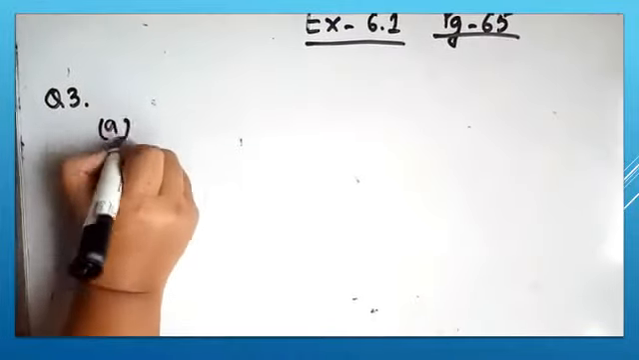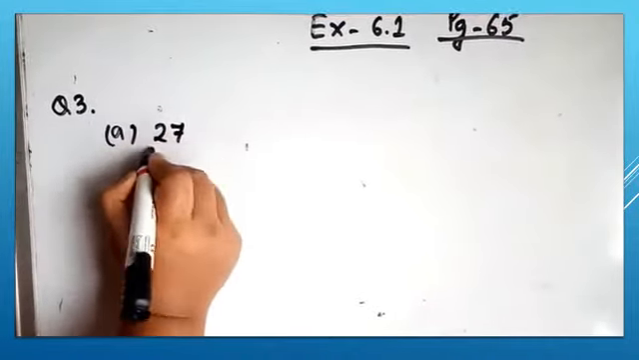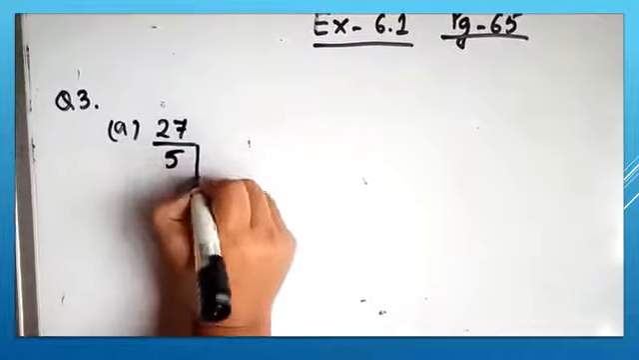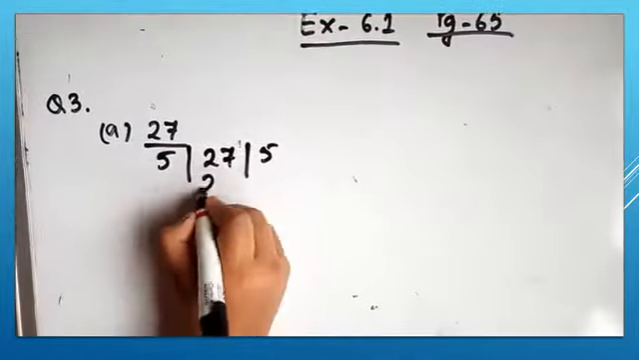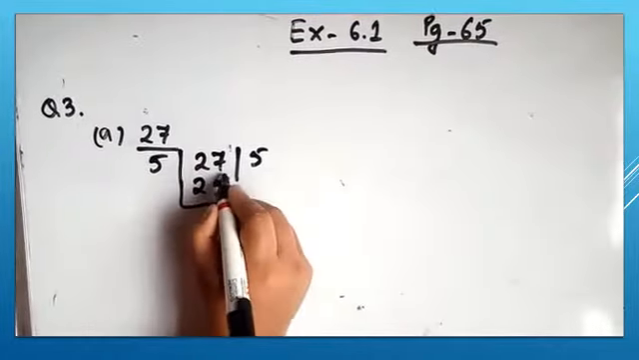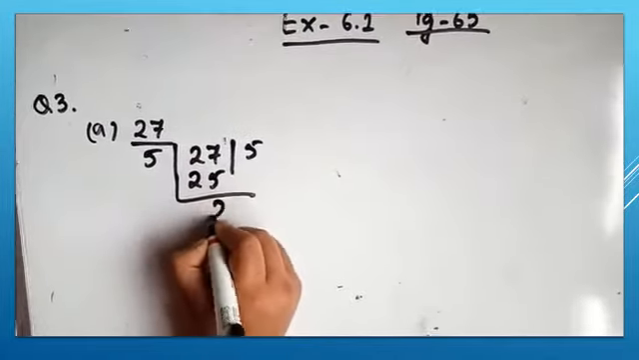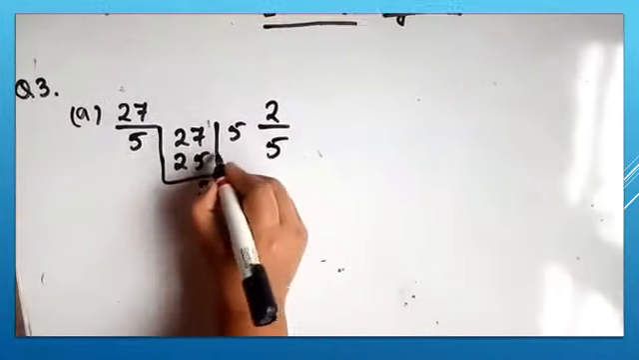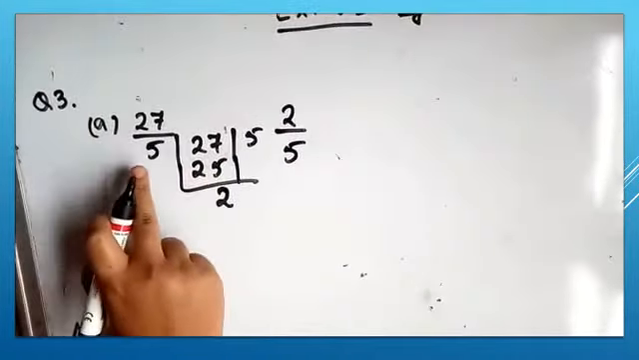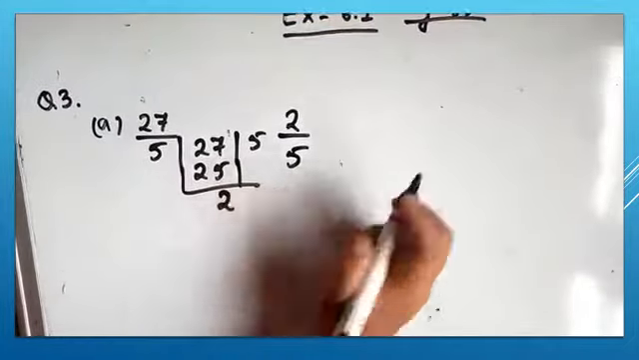Now read question number 3. Convert each of the following improper fractions into a mixed fraction. Now we have to convert the given improper fraction to a mixed fraction. So we directly divide it. 5 5s is 25 and the remainder will be 2. So 5 whole 2 by 5. So we have converted the improper fraction into a mixed fraction.